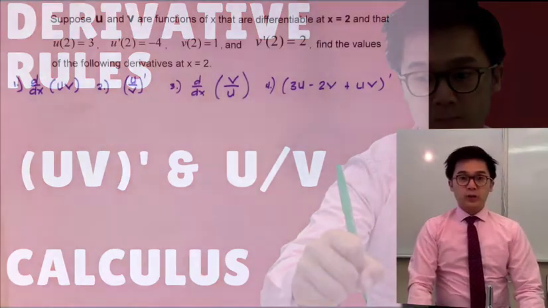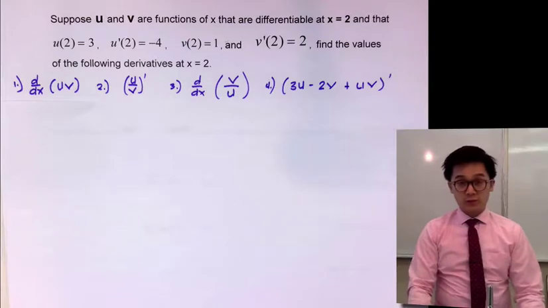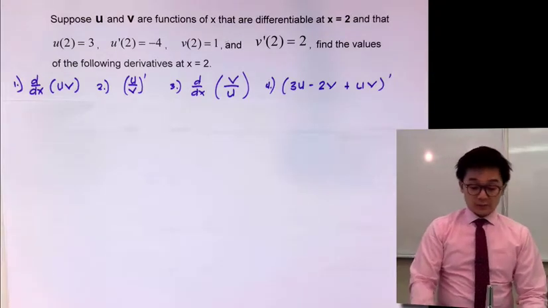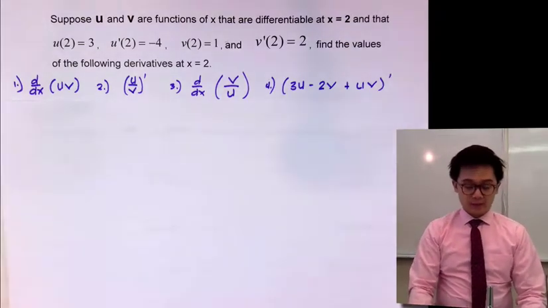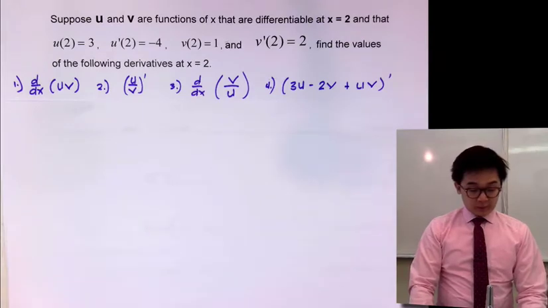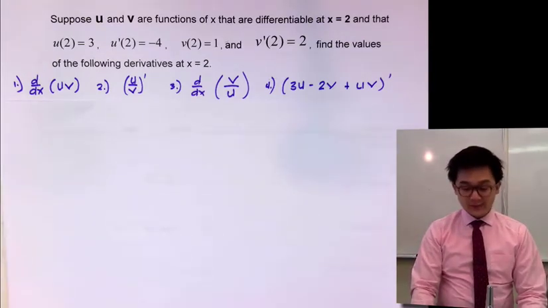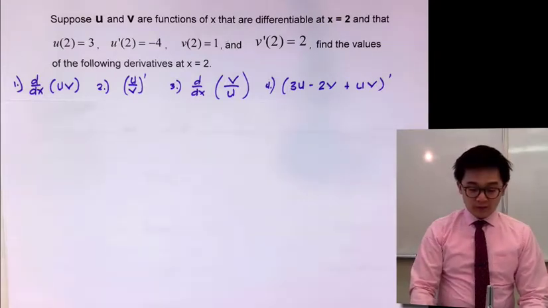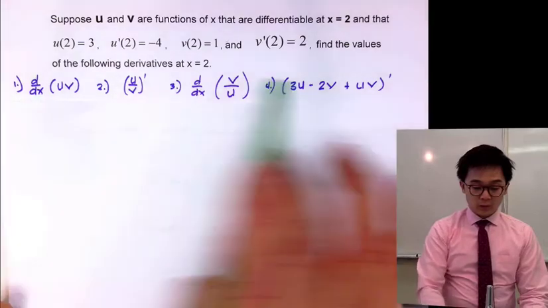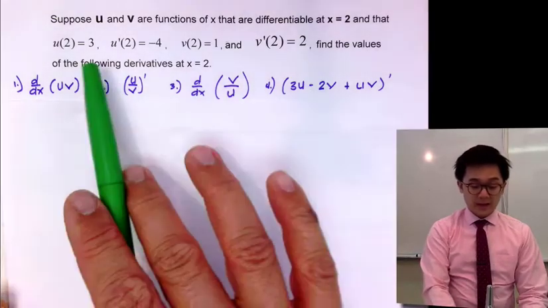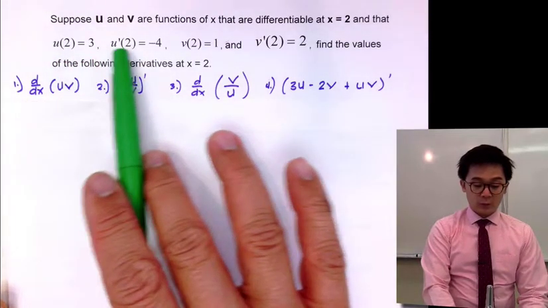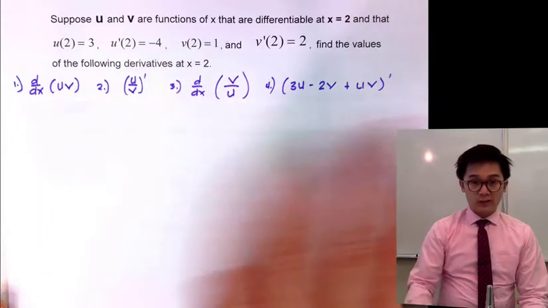Today we're going to be working on the use of the derivative rules in finding the derivative of some special functions like this one. In this particular problem, suppose u and v are functions of x that are differentiable at x equal to 2. We're going to find the derivatives of problems number 1 up until 4, given that u of 2 is 3 and u prime of 2 is -4, and so on.